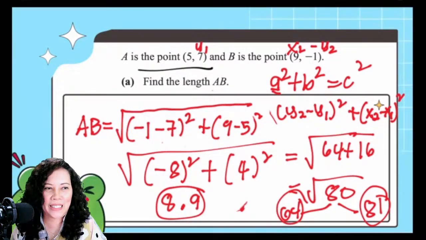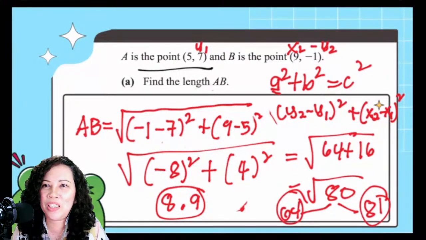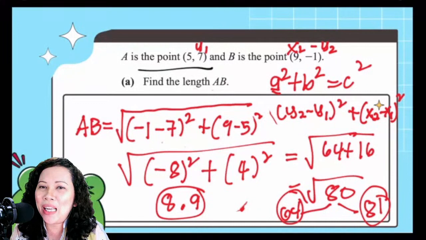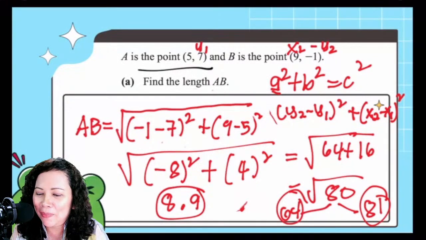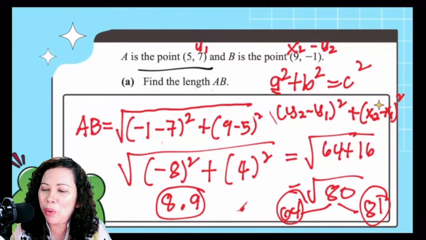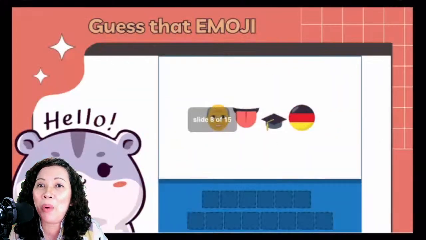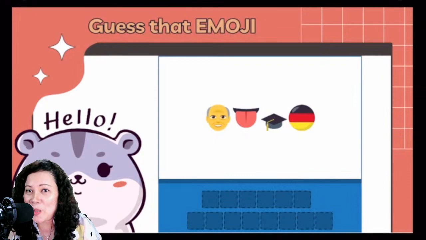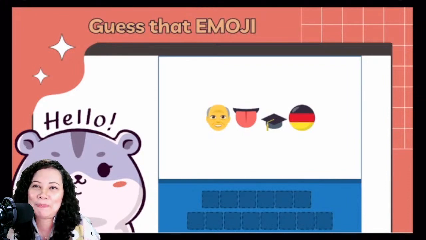All right. So, first question. Just type in your answer and we will see who gets it first. Okay. The first emoji. Guess this emoji. Who is this famous personality or famous person?